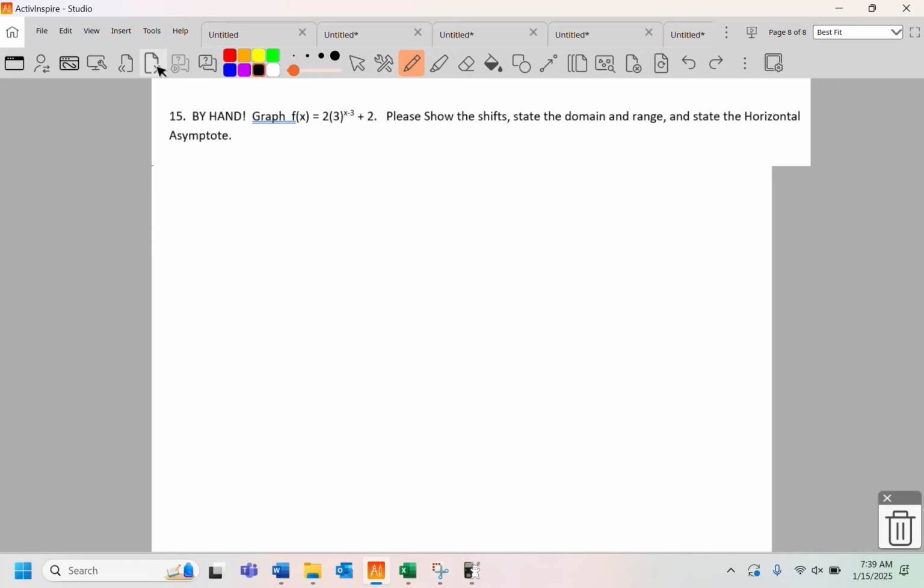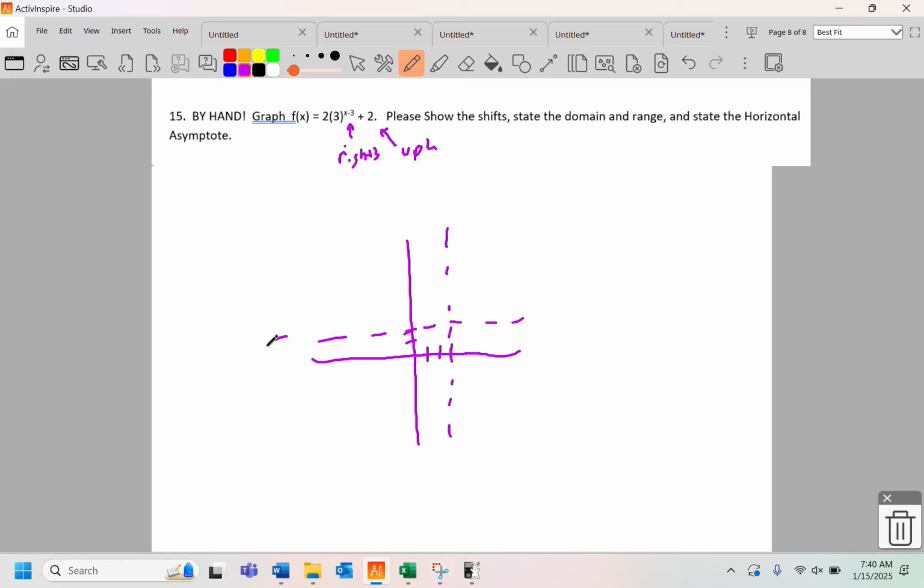And the last one, by hand, graph f of x is 2 times 3 to the x minus 3 plus 2. Talk about our shifts. We have a right 3, and we have an up 2. Now this line right here, this y equals 2, that is my horizontal asymptote. It's at y equals 2. I cannot cross that line.